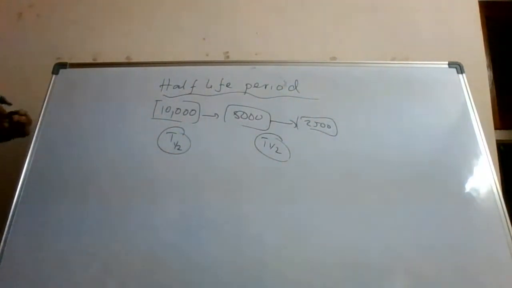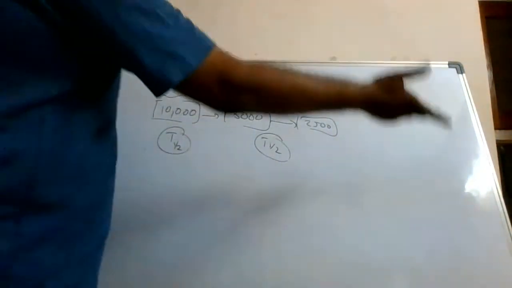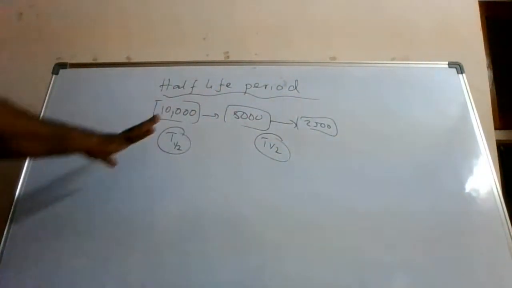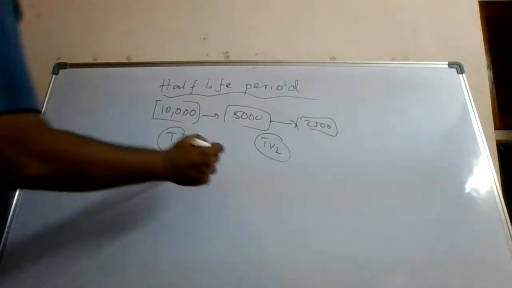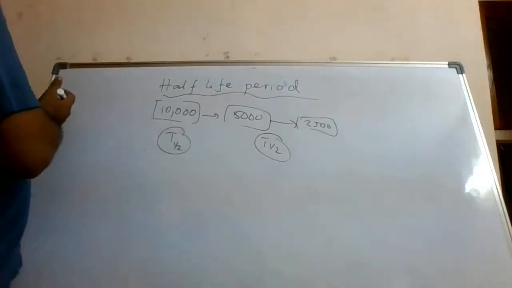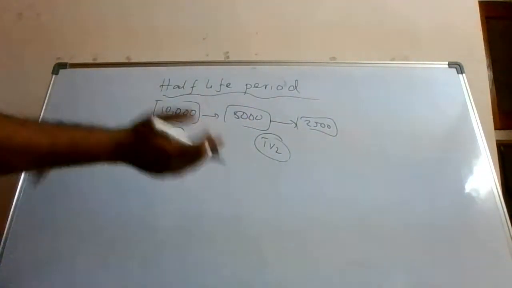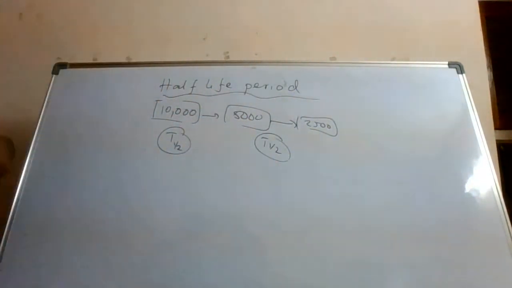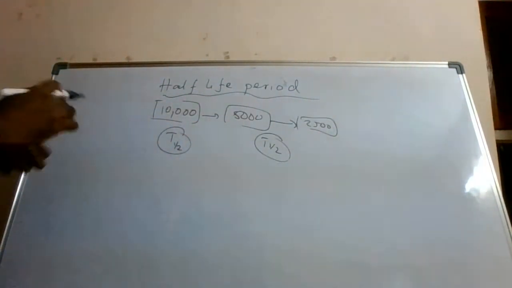So when you talk about half-life period, you can take the starting number, the middle numbers, or the last numbers also. The T half concept remains the same. So we have to calculate this T half. Even this number may not be the original number. The original number may be 10 lakhs. So 10 lakhs may become 5 lakhs, then 2.5 lakhs, then 1.25, and this process can keep continuing for a very, very long time.